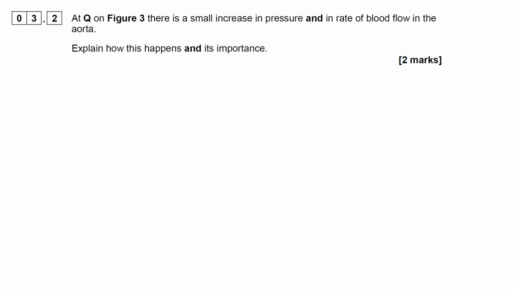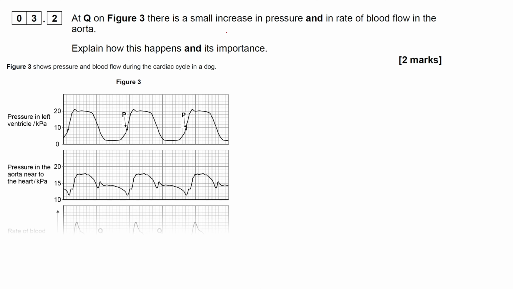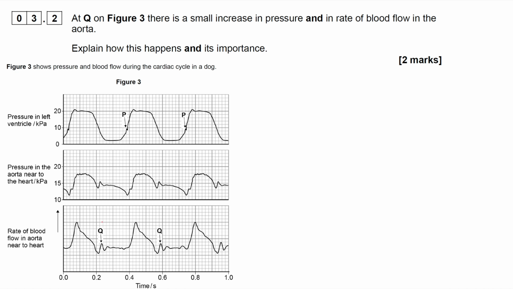So the next part of this question is, at Q on figure 3, there is a small increase in the pressure and in the rate of blood flow in the aorta. Explain how this happens and its importance. So that's a question for 2 marks. So we need to look at the figure again. Okay, so point Q is here and here. And we can clearly see there is a small increase in the blood flow here and here. And now the question is, why is that?